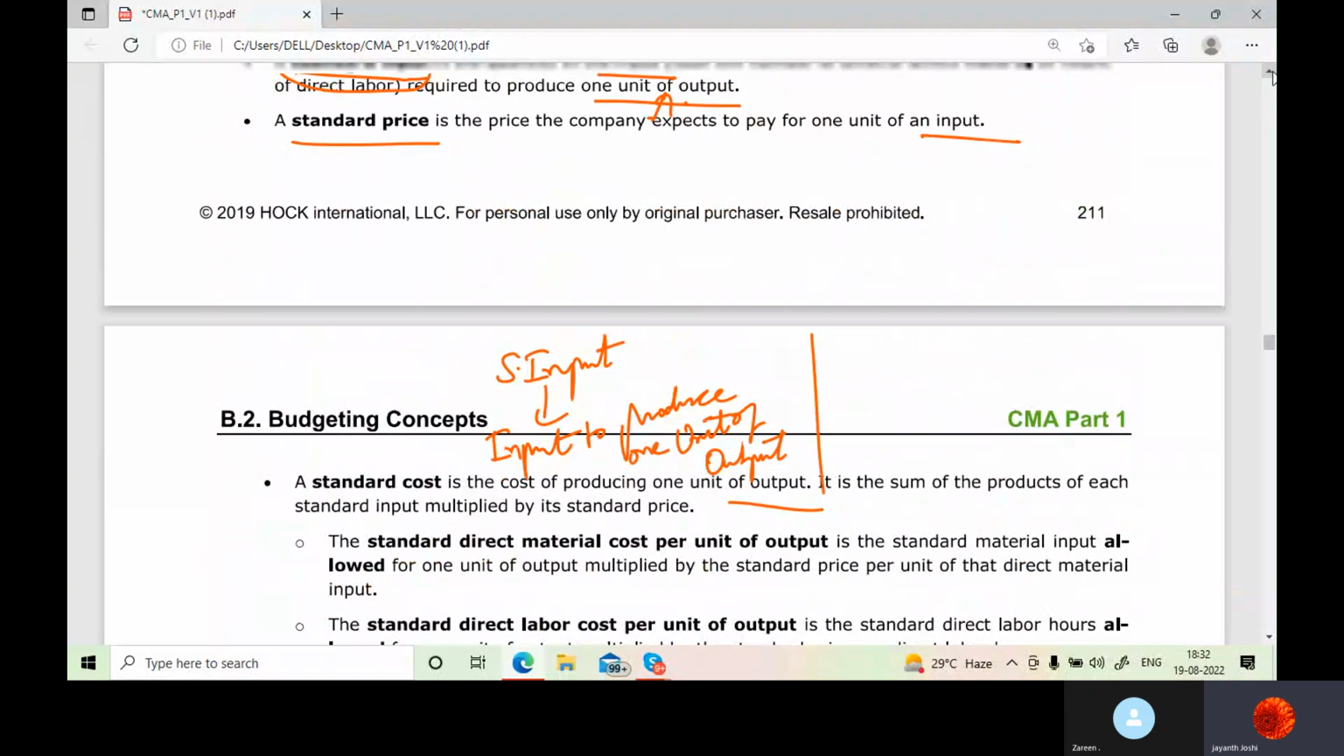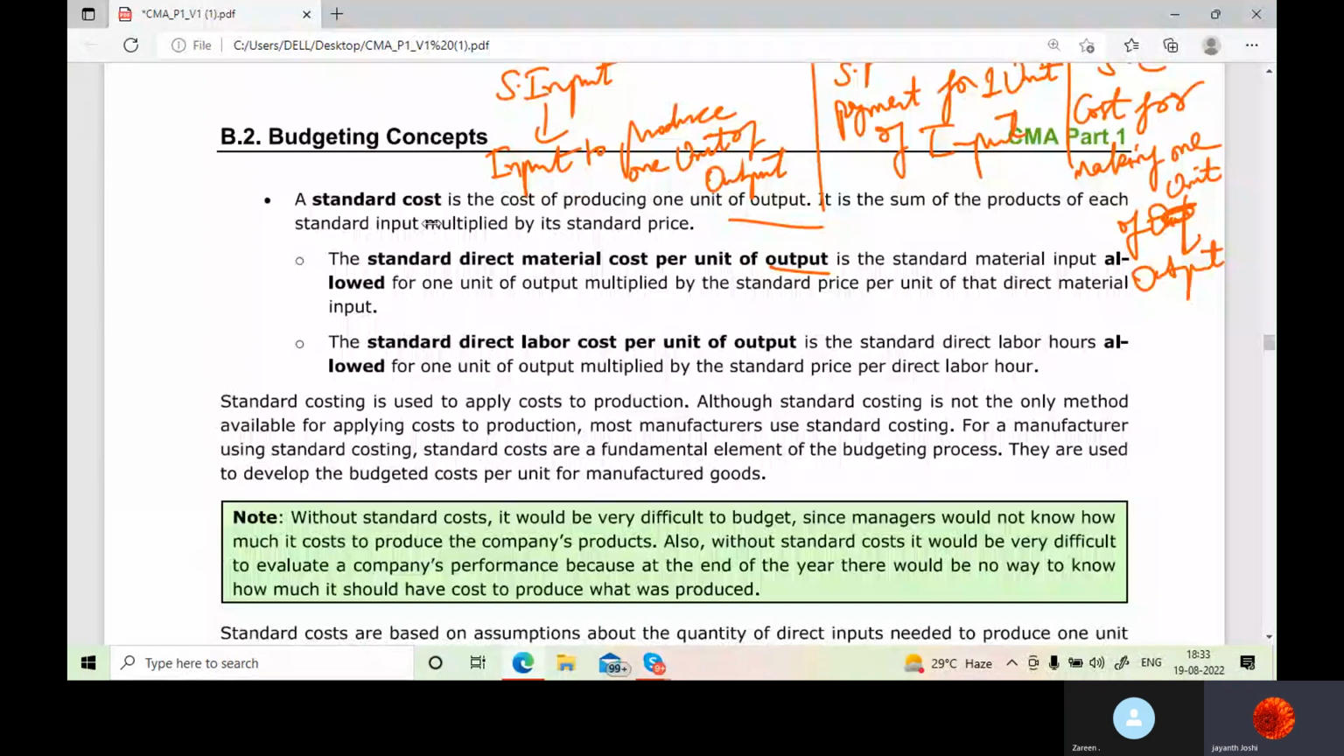The standard direct material cost per unit of output is the standard material input. So that's what they are saying. That terminology should be clearly understood. Standard direct material cost per unit of output is nothing but the input you have taken for making 1 unit of output into standard price. So standard quantity into standard price, or standard input quantity into standard price.